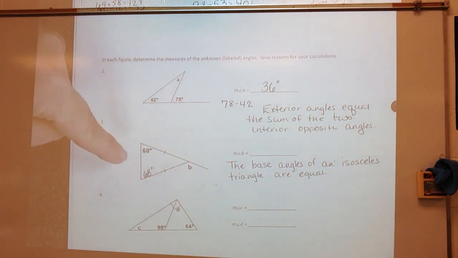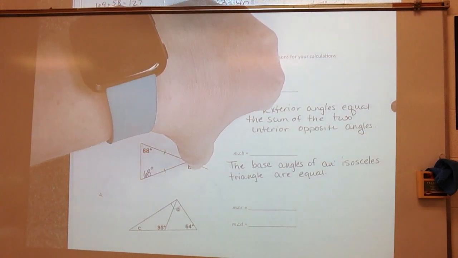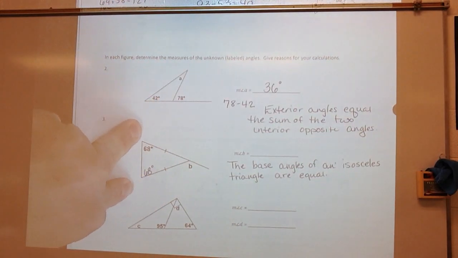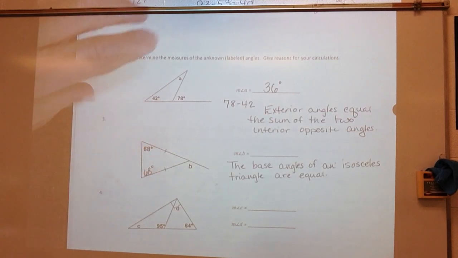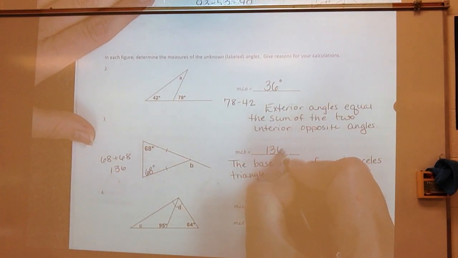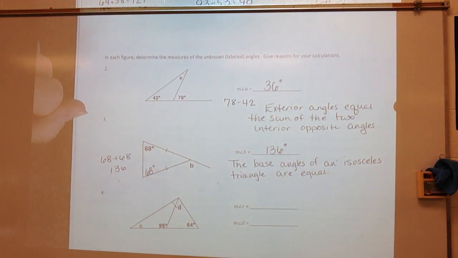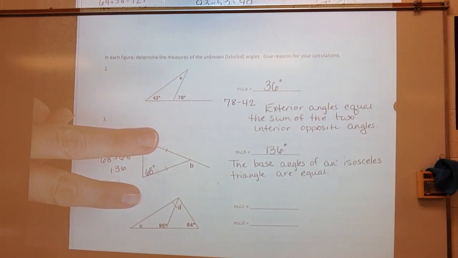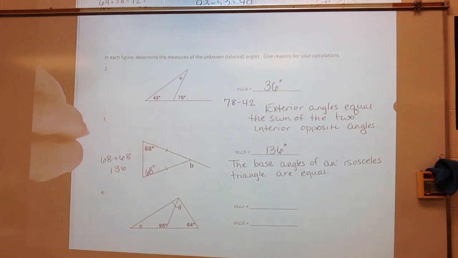Now, look at this. An exterior angle, the two angles opposite. So what do I have to do to those two angles? 68 plus 68 gives me 136 degrees. Okay? So the sum of the angle measures of a triangle is 180 degrees.